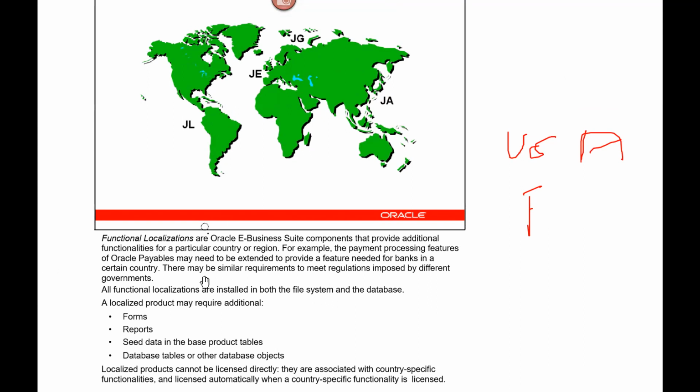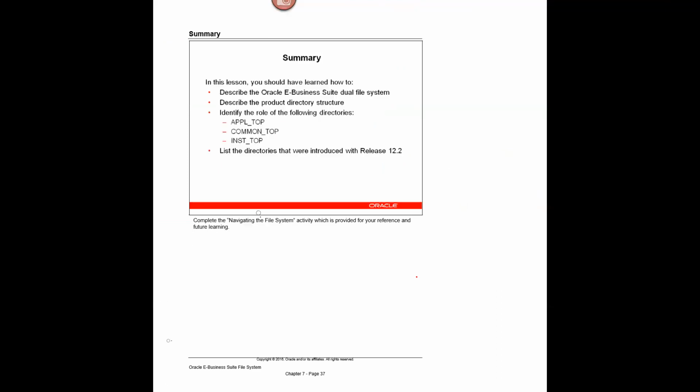For example, the payment processing feature of Oracle Payables may need to be extended to provide a feature needed for banks in certain other countries, like in India, which is called Indian localization. Similarly, Canada may have their own tax processing way of handling things. So once you implement that particular localization, all those features will automatically come.